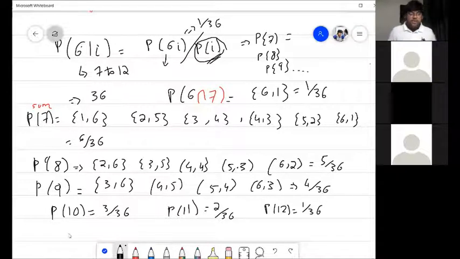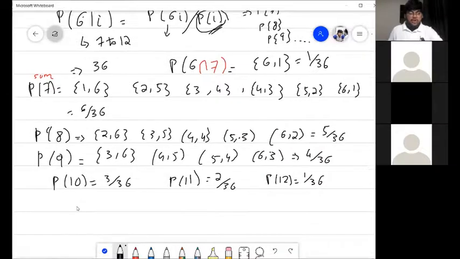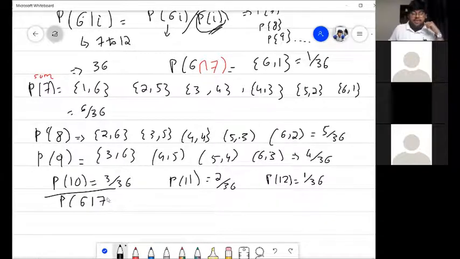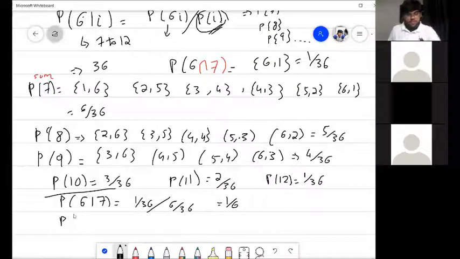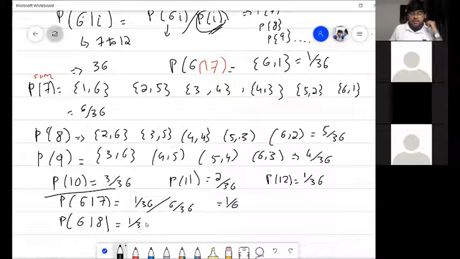So essentially, if you want, I can list down all the values, but essentially what will happen is 6 given 7 would imply 1 upon 36 divided by what was the value that we got here, that was 6 upon 36, and that is 1 upon 6. 6, excuse me for my writing, 6 given 8 would imply 1 upon 36 divided by 5 upon 36.